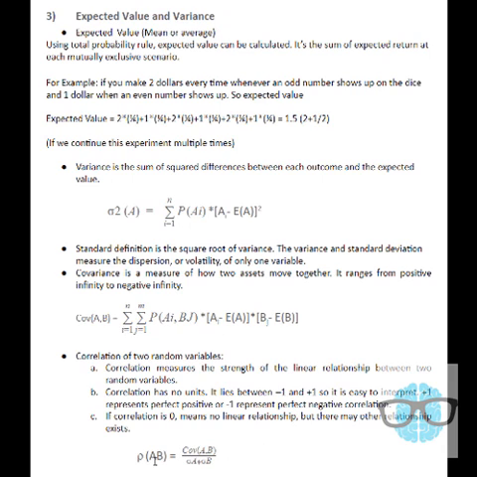The correlation between A and B is very simple: the covariance we just talked about, divided by the standard deviation of A and the standard deviation of B.